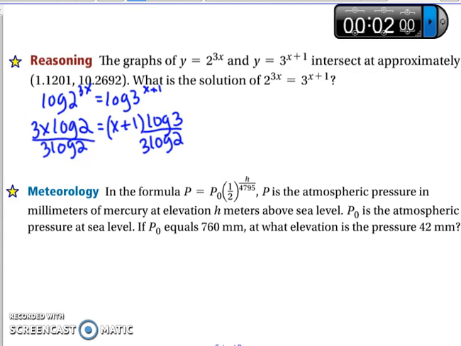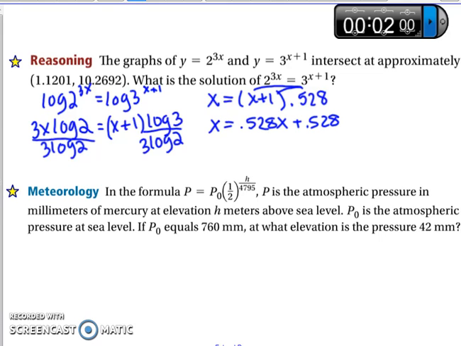So what I'm going to end up with is x on the left, and then I'm going to have x plus 1, and then I'm actually going to do log 3 divided by 3 log 2 in the calculator to get a decimal. So this is going to give me 0.528. So what I'm doing now is distributing that 0.528 to both. So I end up with 0.528x plus 0.528. So now I can bring my x's together. So I'm going to subtract the 0.528x.